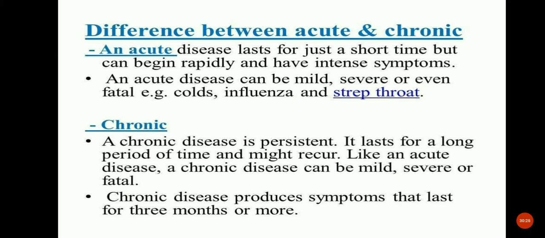So the difference between acute and chronic: in acute, the disease lasts for just a short time but can begin rapidly and have intense symptoms. An acute disease can be mild, severe, or even fatal, such as a cold, influenza, and strep throat. While the chronic disease is persistent. It lasts for a long period of time and might recur. Like the acute disease, chronic disease can be mild, severe, or fatal. Chronic disease produces symptoms that last for 3 months or more.